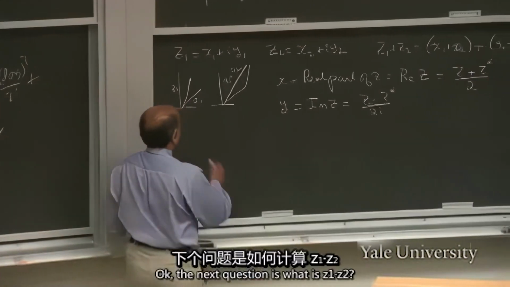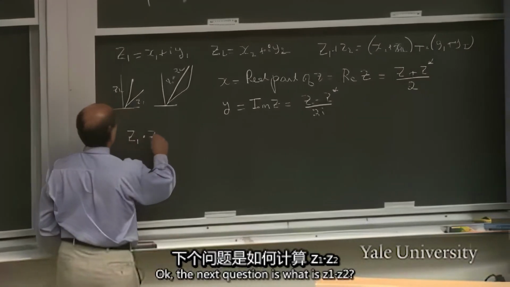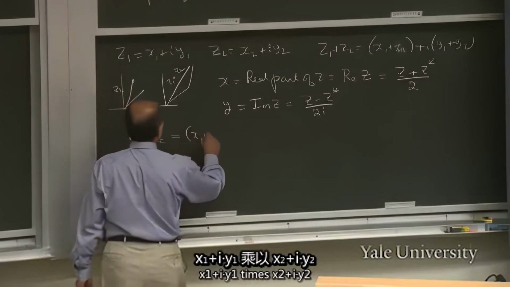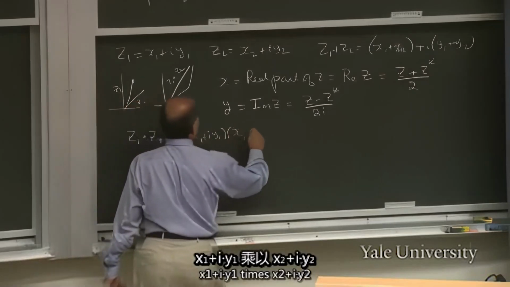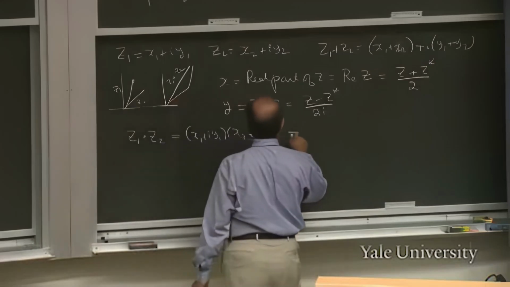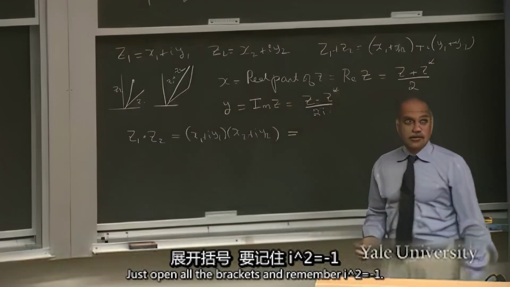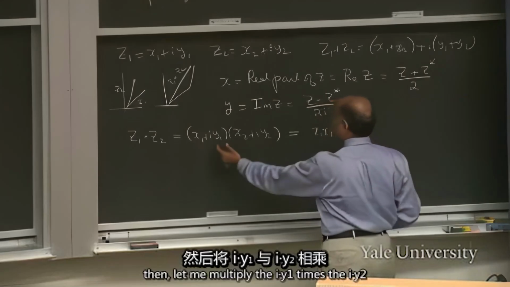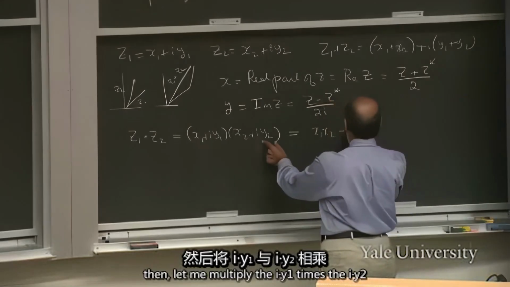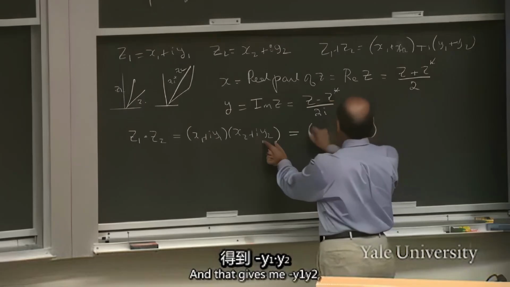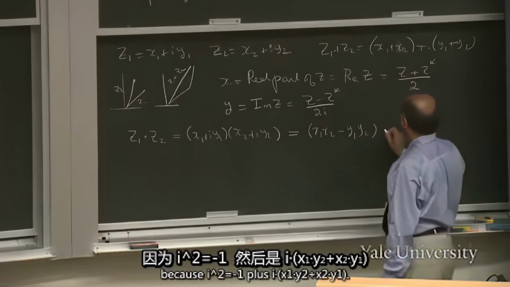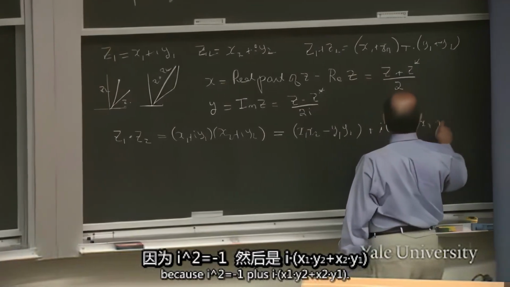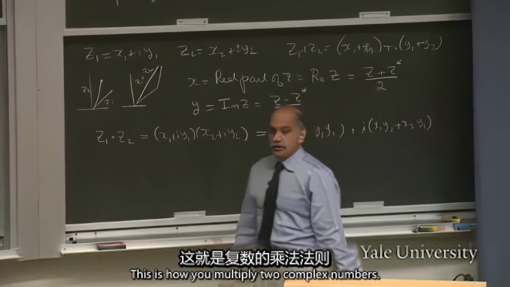Okay, the next question is, what is z1 times z2? Well, that's very easy to calculate. x1 plus iy1 times x2 plus iy2. Well, just open out the brackets and remember i squared is minus 1. That's all you got to do. So that gives me x1 x2. Then let me multiply the iy1 times the iy2, and that gives me minus y1 y2, because i squared is minus 1, plus i times x1 y2 plus x2 y1. This is how we multiply two complex numbers.